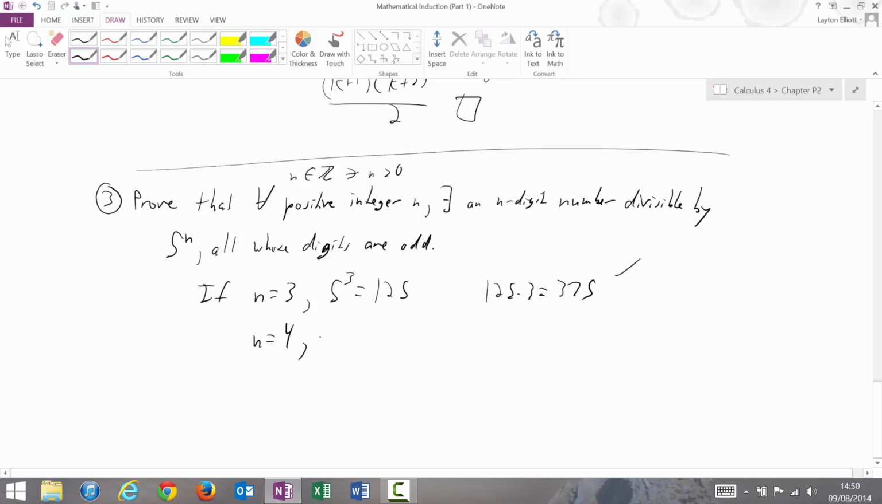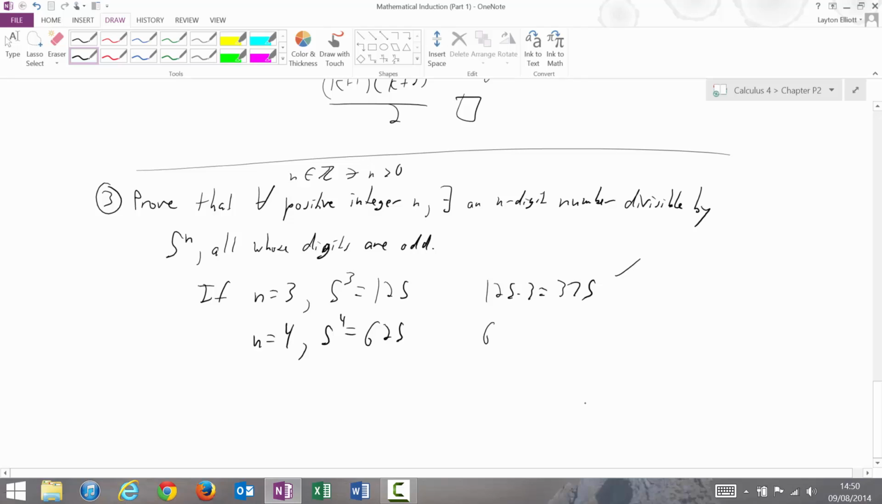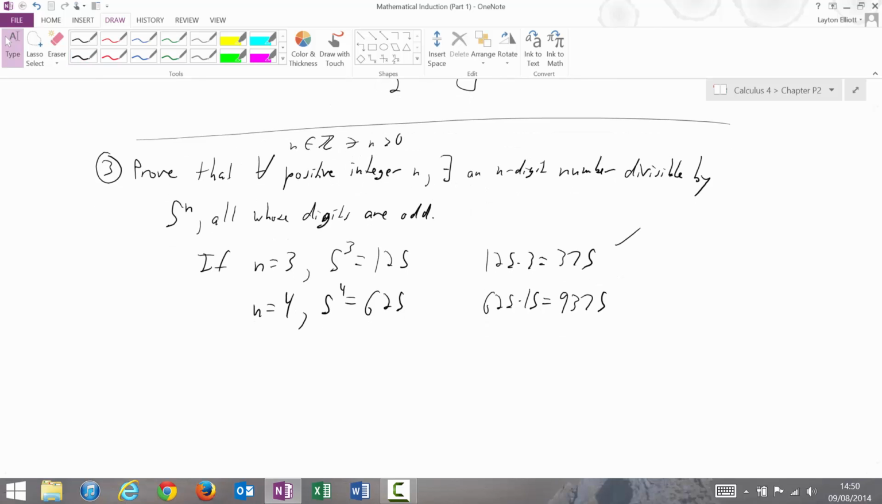We can try this with n equals 4. 5 to the 4th power is 625. 625 doesn't work, and I'm looking for a full 4-digit number anyway. So if I try 2, if I try 3, I could keep going all the way up until you get to 625 times 15. And you're going to get 9375, and that's one whose digits are all odd.